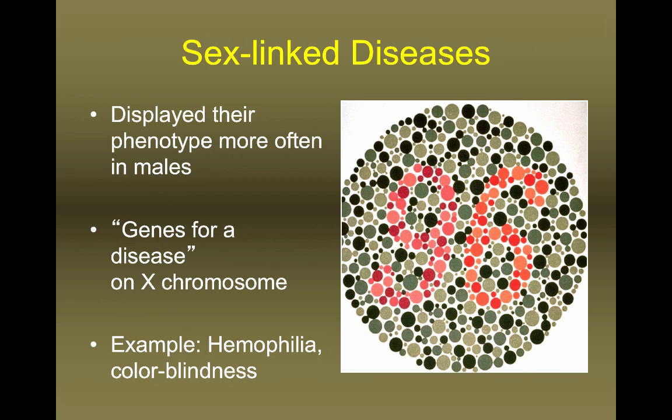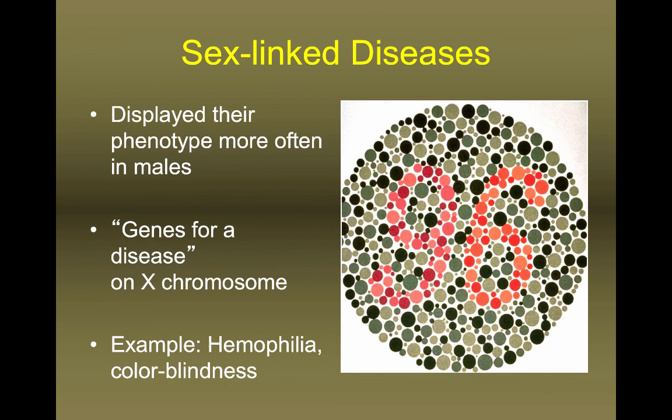On the female side of the equation, since females have two X chromosomes, even if they got a colorblind allele from one parent, there's a really good chance the other parent gave them the non-colorblind allele, and for that reason they're not going to be colorblind. So females tend to be carriers. Females tend to pass the trait on to their male offspring, or their sons, but females themselves typically do not actually express the effects of these sex-linked traits.